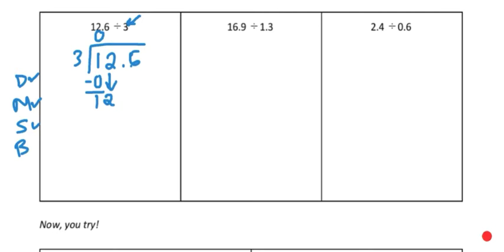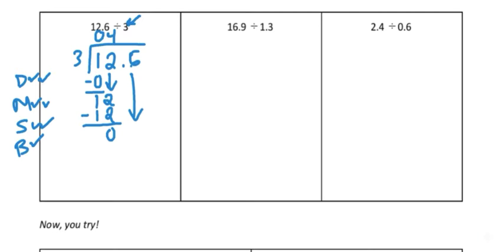12. Does 3 fit into 12? Yes. 3 fits into 12 4 times. That's division. Multiplication. 3 times 4 is 12. That's our multiplication. Subtract. 12 minus 12 is 0. That's our subtraction. Now check. Does 3 fit into 0? No. So we need to bring down.